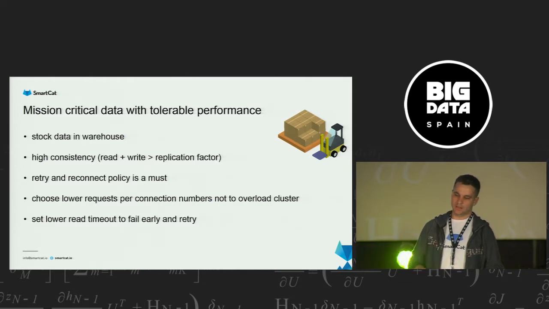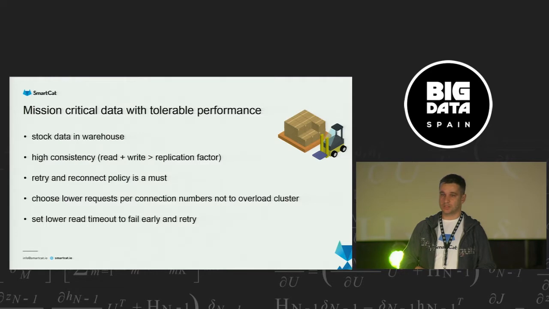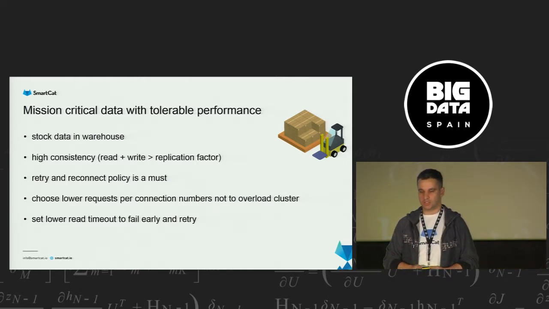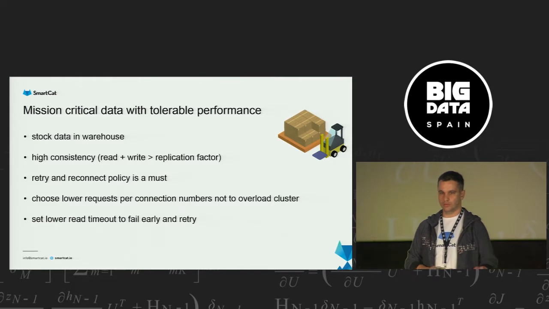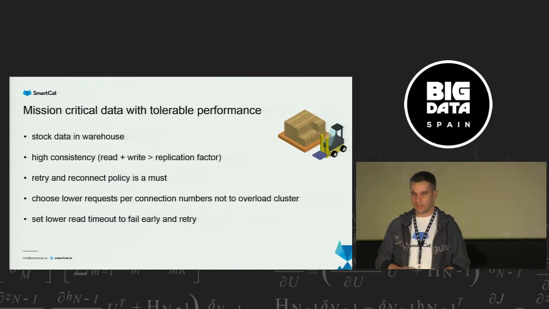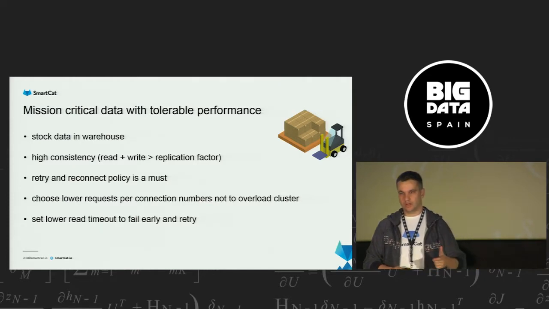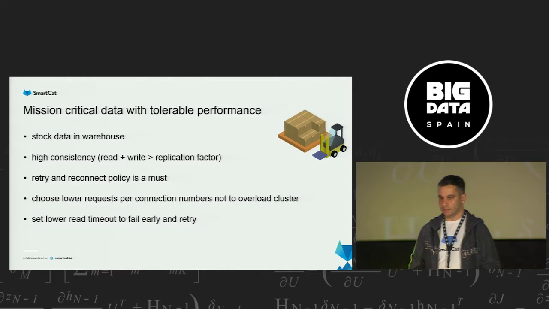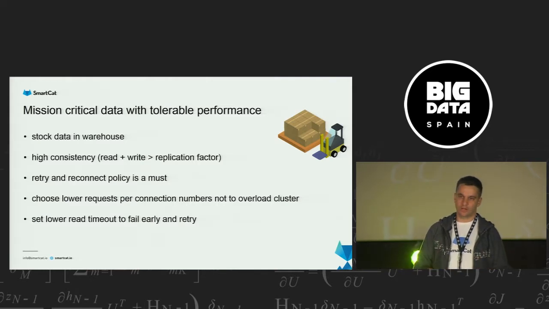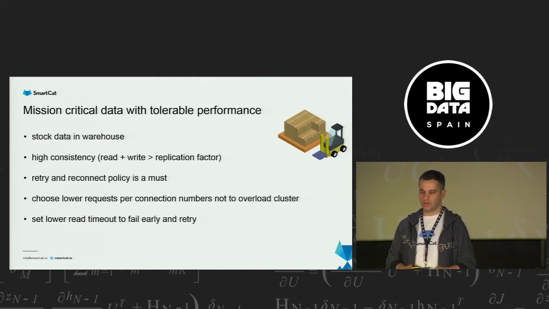And we said that this is mission critical data with tolerable performance, so I would argue that having lower number of parallel requests per connection is option here, so go with lower number. Let your cluster breathe. And I would also choose here lower read timeout to trigger retry mechanism more often and more early, and let the retry mechanism handle potential, again, overloaded nodes.